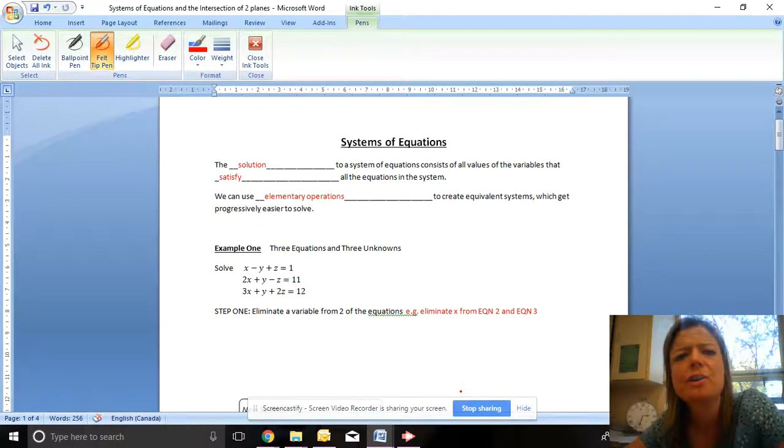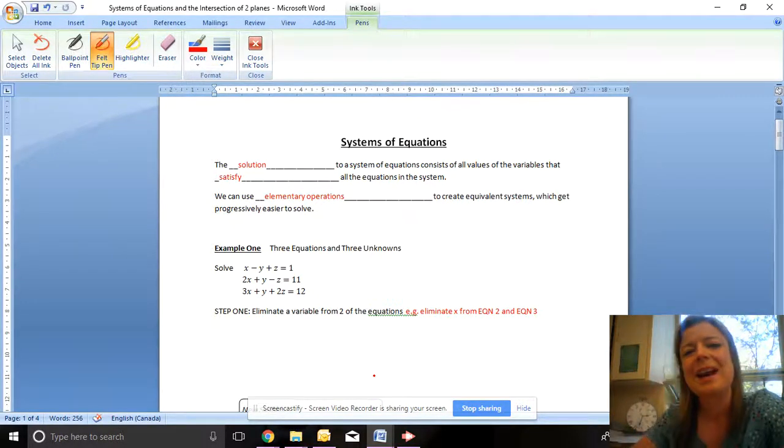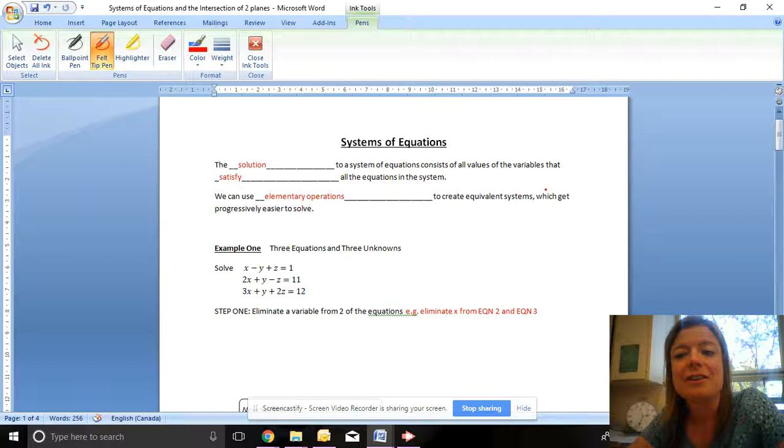So in the last video, we learned about elementary operations and how we have used them to solve a system of two equations in the past, so just a linear system. Today we're going to use elementary operations to solve a system that has three equations with three unknowns. So this is a nice little step in your mathematical journey.